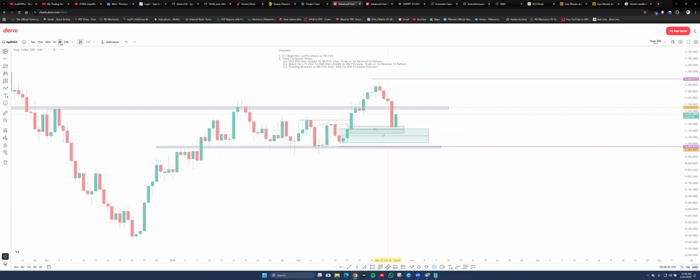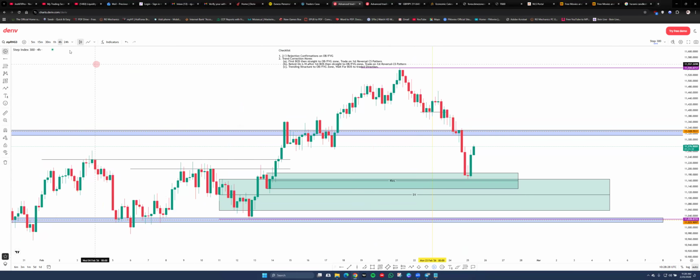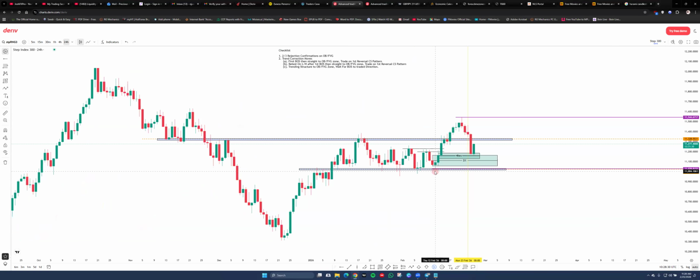So let's break it down to 4 hours and see what happens. Already we have our trading range from the daily time frame, which is between here and here. So just take note of that.